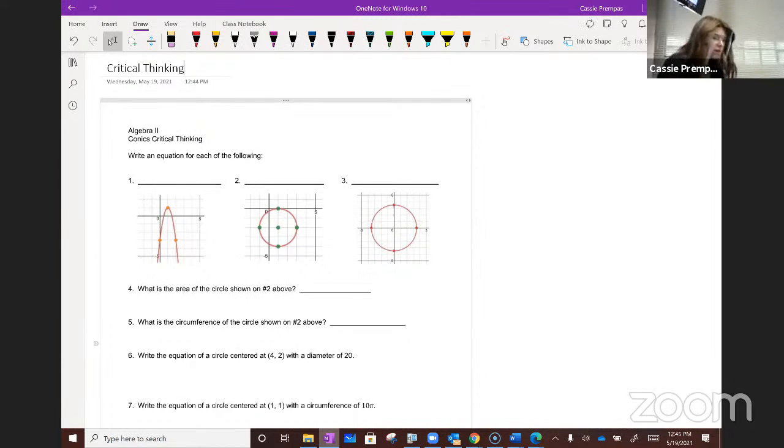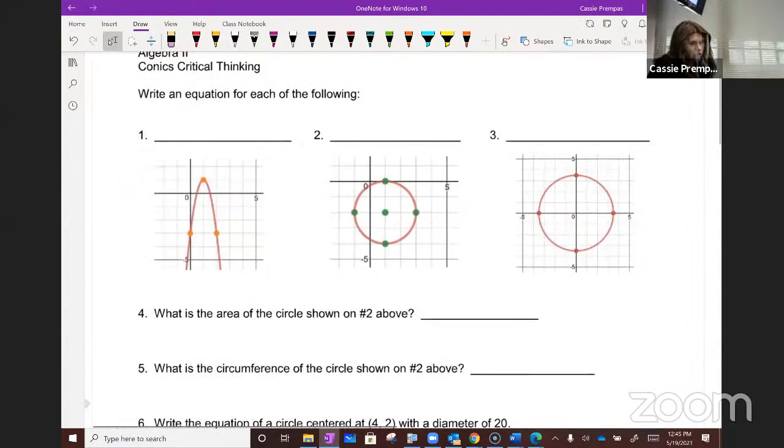All right, guys, I'm going to do some of this with you and have you complete some of it on your own, just to help you think through these pieces. So here we are. We're going to start with what we have learned about parabolas and circles. Write an equation for each of the following.